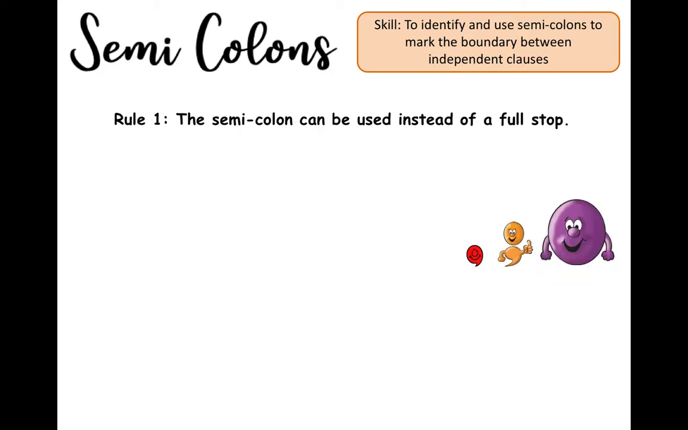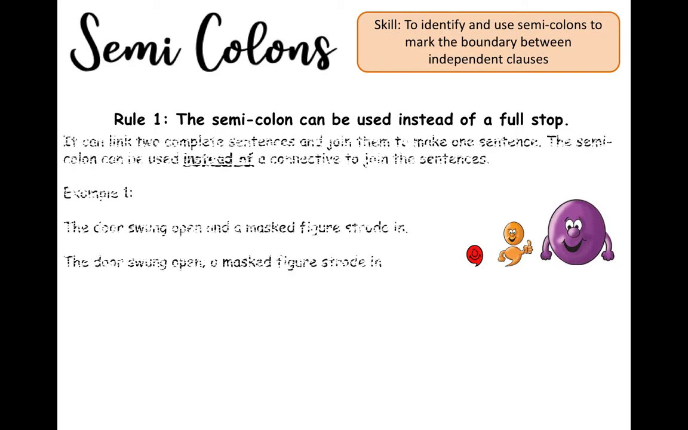So rule 1, the semicolon can be used instead of a full stop. It can be used to link two complete sentences together and join them to make one sentence. The semicolon can be used instead of a connective to join the sentences together.